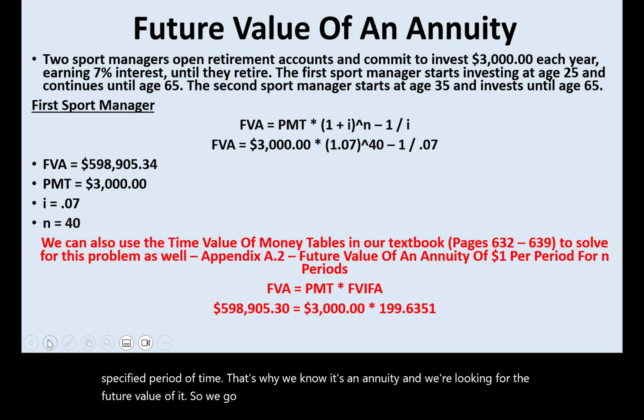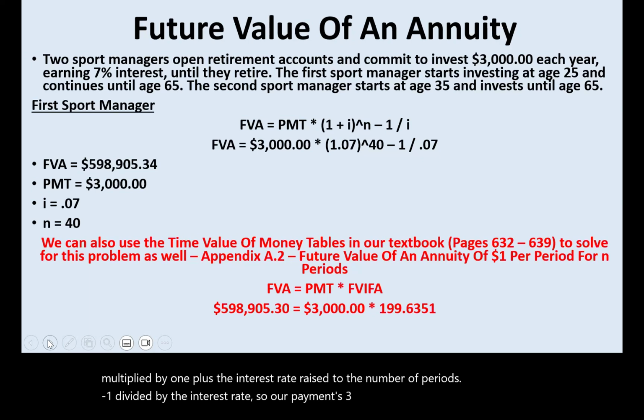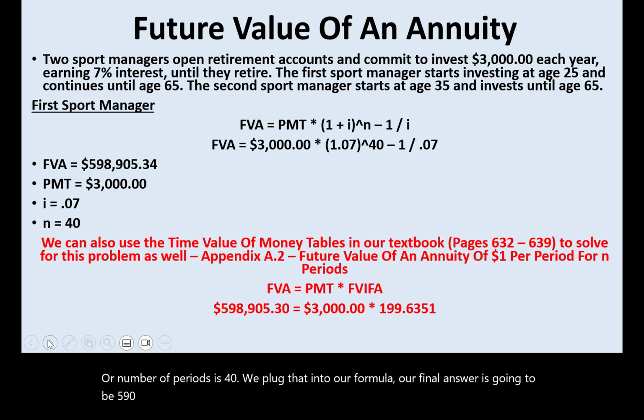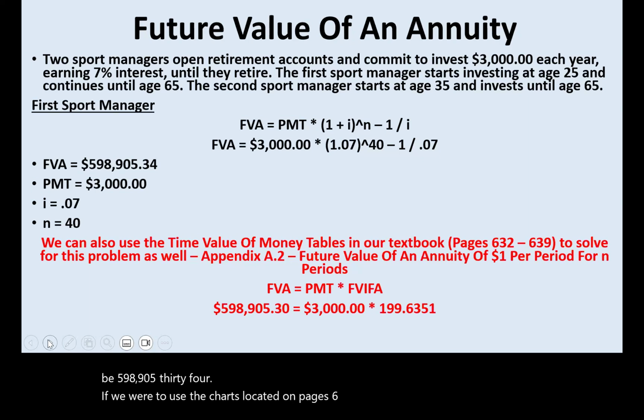So we go back to our future value of an annuity formula. Payment multiplied by 1 plus the interest rate raised to the number of periods minus 1 divided by the interest rate. So our payment's 3,000, our interest rate 7%, our number of periods is 40. We plug that into our formula. Our final answer is going to be 598,905.34.